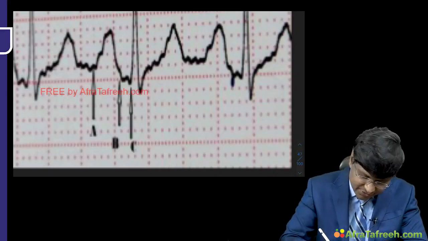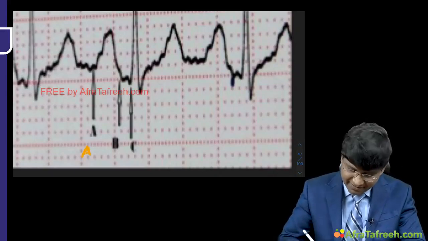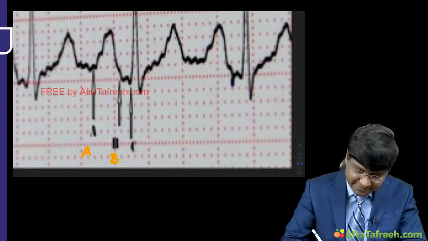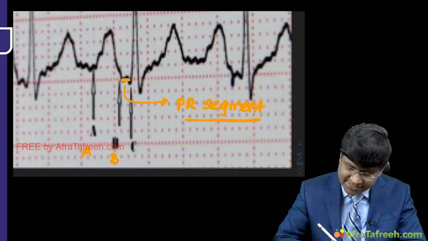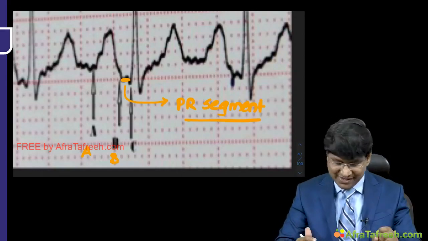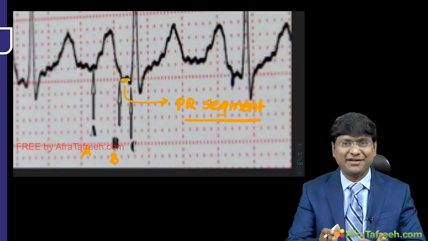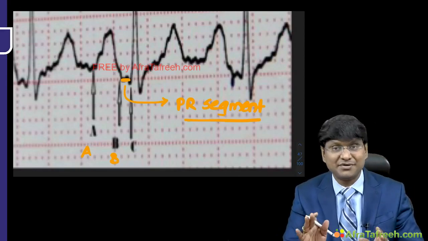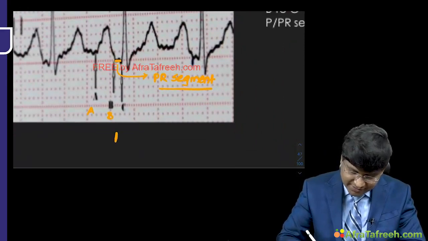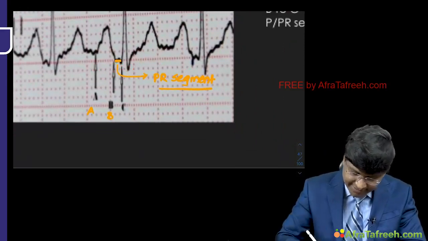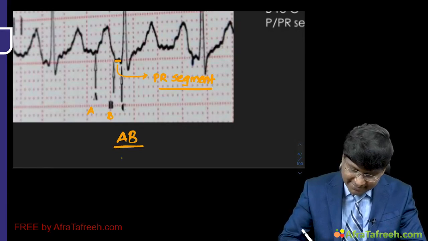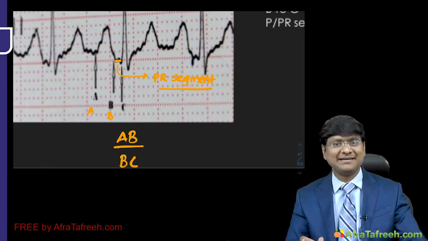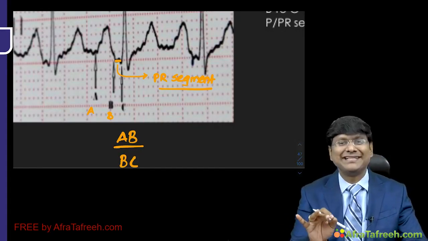So this is A of your P wave, that is the beginning of the P wave. Then this is B, that is the end of the P wave. Then you have the isoelectric baseline, and this isoelectric baseline is nothing but your PR segment. The PR segment is from the end of the P wave to the start of the QRS complex. So to calculate the Macrous index, it is AB, which is the duration of the P wave, by BC. That is P by PR segment. That is how you need to calculate the Macrous index.